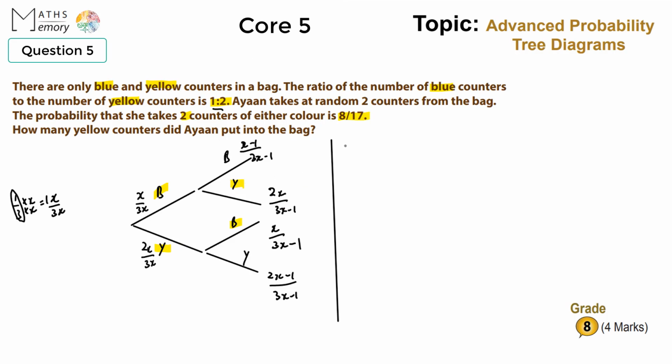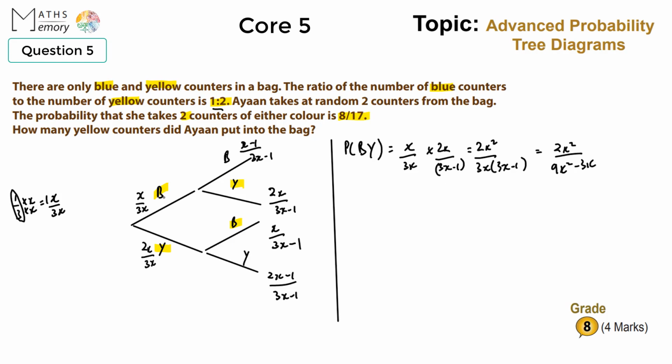So B times W, let's do a blue and white, yellow counters over here. So this would be x over 3x times 2x over 3x minus 1. We'll put a bracket over here. This would give us 2x squared all over 3x and 3x minus 1. In turn, this would give us 2x squared all over 9x squared minus 3x.